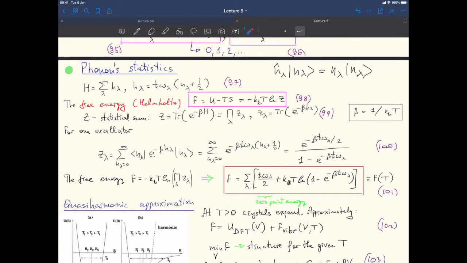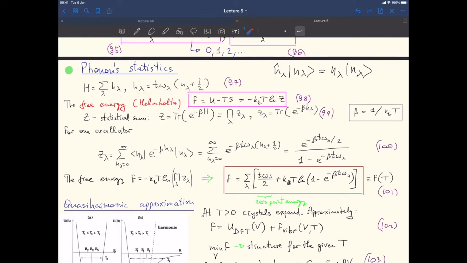But because the Hamiltonian is the sum of Hamiltonians, which are completely independent of each other, this exponential operator can be written as a product of exponential operators for each particular lambda, and therefore the statistical sum can be written as a product of statistical sums for each oscillator, in which Z lambda, the statistical sum for the particular oscillator lambda, is given as a trace of this operator e to the minus beta small h lambda, where this h lambda is given here.